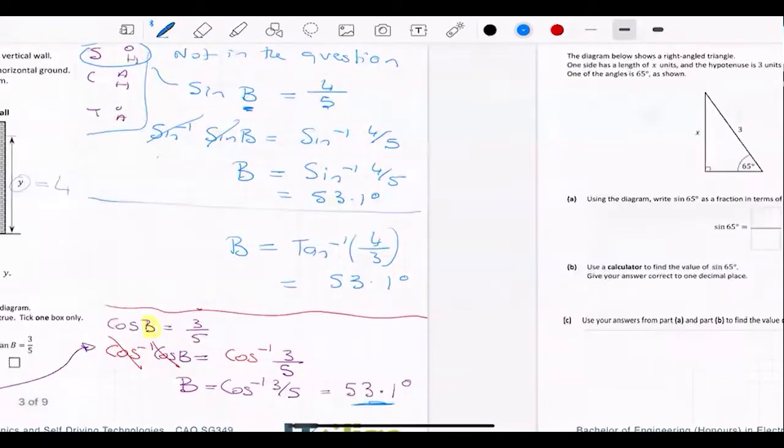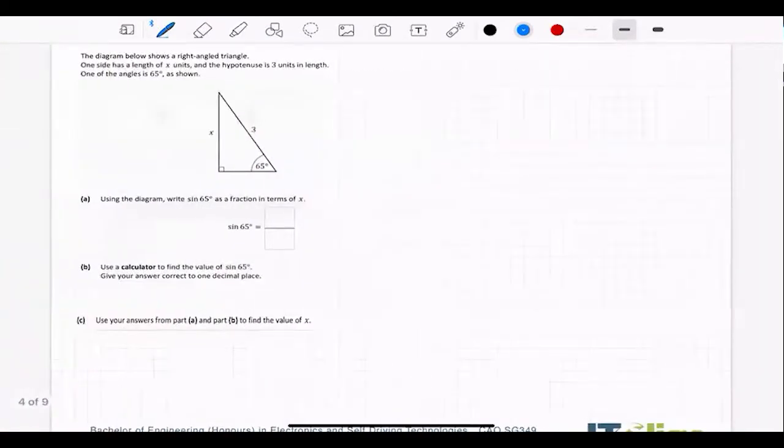Right, let's try a new question. The diagram below shows a right-angled triangle. One side has a length of x units and the hypotenuse is 3 units in length. One of the angles is 65 degrees as shown. Using the diagram, write sine 65 degrees as a fraction in terms of x.